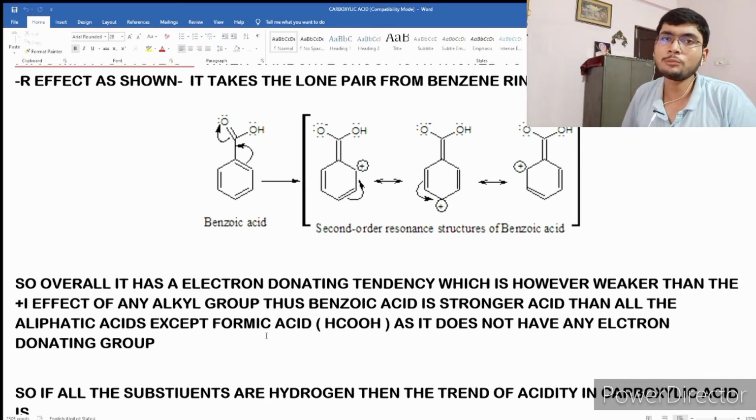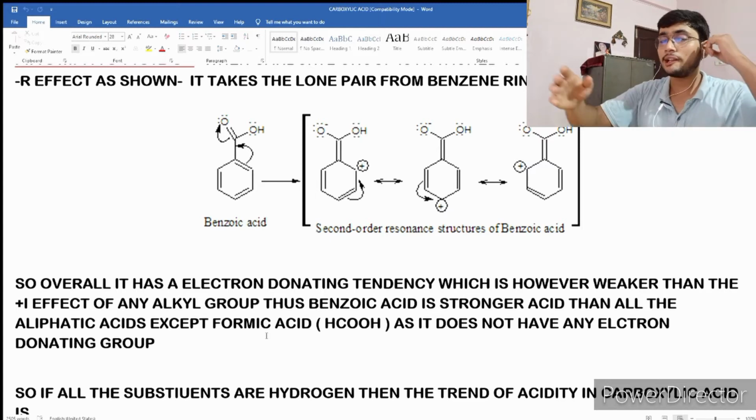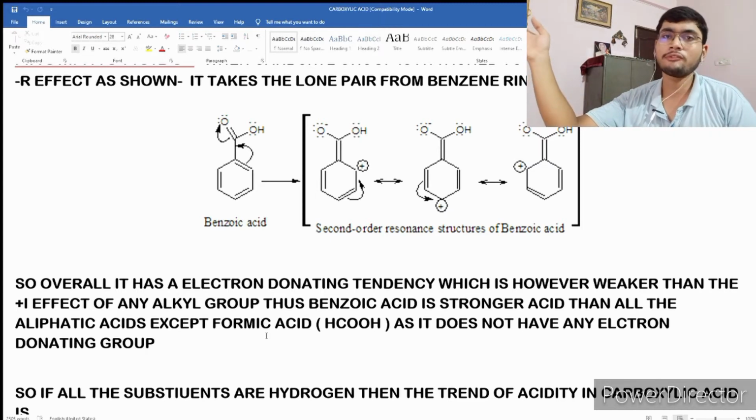Now you might ask why. You see that the aliphatic acid is the weakest acid because it has a plus I effect group on it, so it will intensify the negative charge.